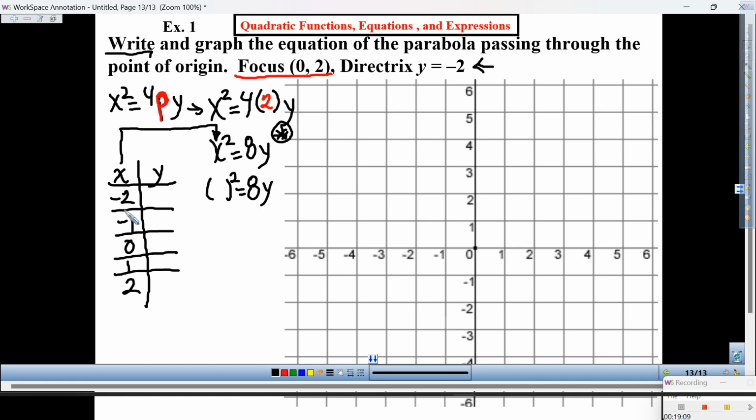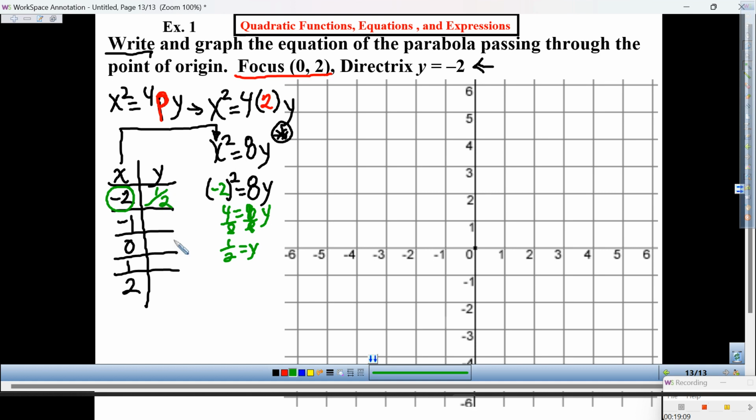Let's start with which one first? -2. So let's start with -2. I'm going to do that in green. So, -2 squared, 4 equals 8y. We need to solve for y. So what do we do? Divide by 8, divide by 8. We're left with y equals 4/8. Can we simplify that? 1/2. That goes right here. 1/2.